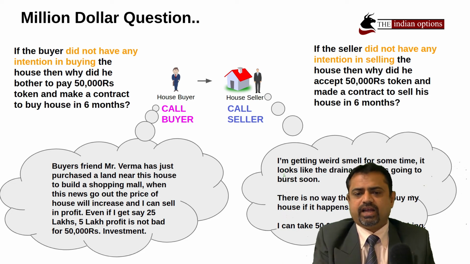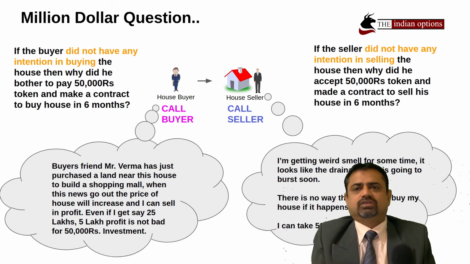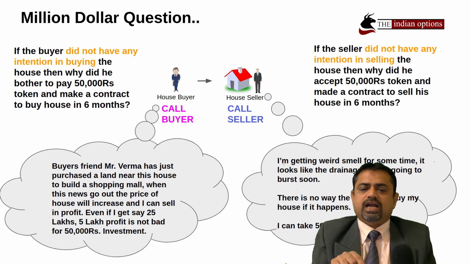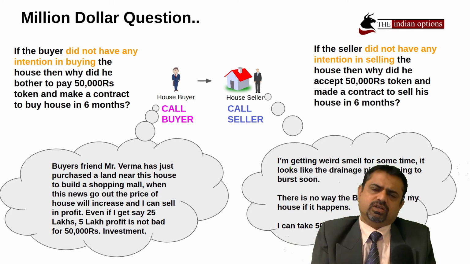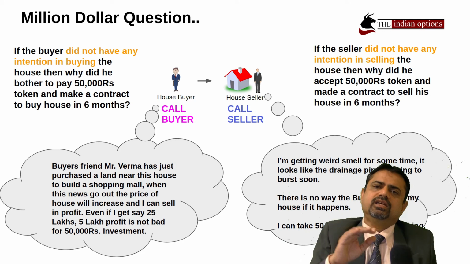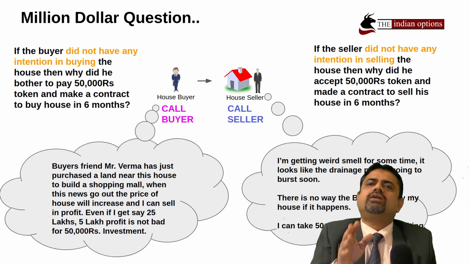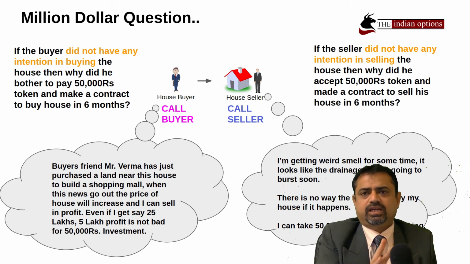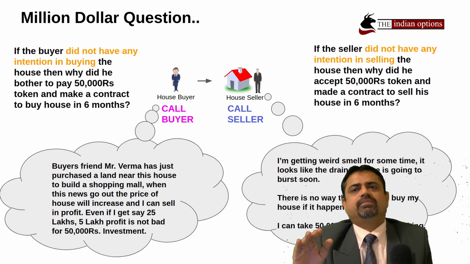Now I have taken an example. Why did the call buyer make the contract with the seller even though he had no intention of buying the house? It is because his friend Mr. Vishnu Verma had just purchased land near the house, and this information only the call buyer knows, and Verma told him that he is going to build a shopping mall there. So what this call buyer is thinking is that maybe the mall will come, then the house price will increase, so the premium is going to increase from 50,000 to 75,000. So let me buy the contract. This is the thinking of the call buyer. He doesn't want the house. He just expects that his 50,000 is going to increase to say 60,000, 70,000 or whatever in a period of time. That's what he's thinking.